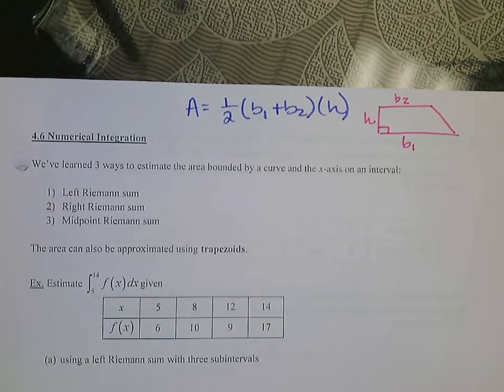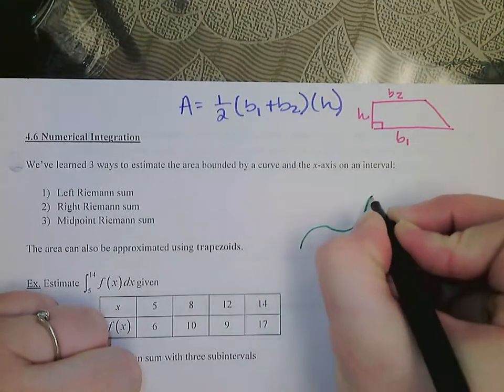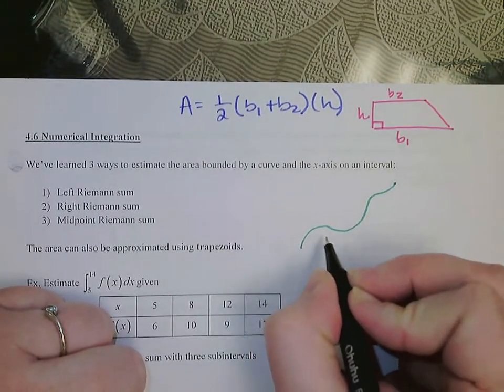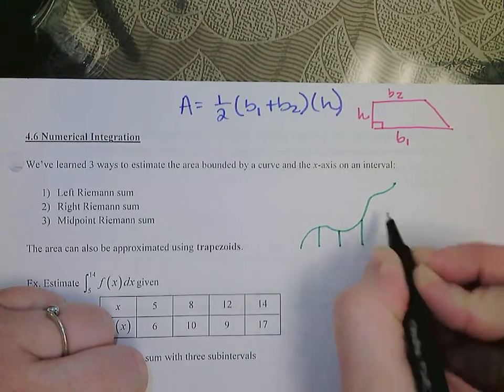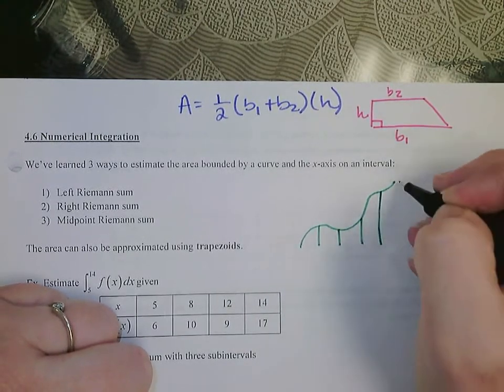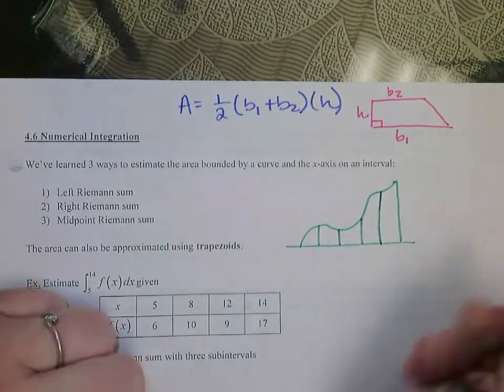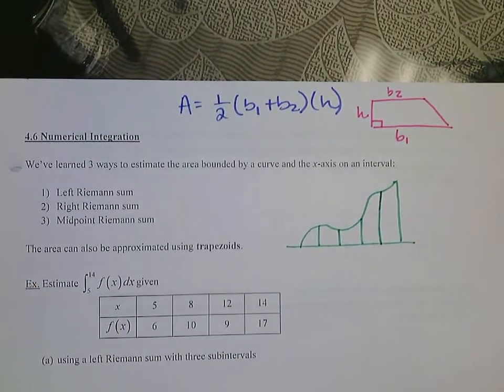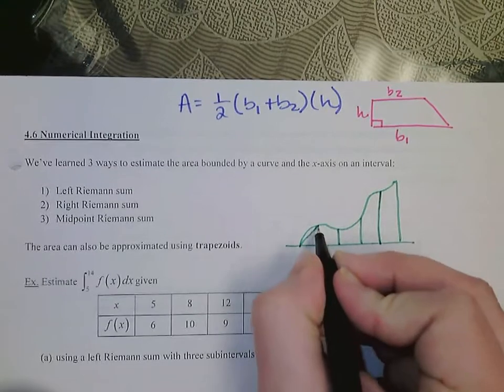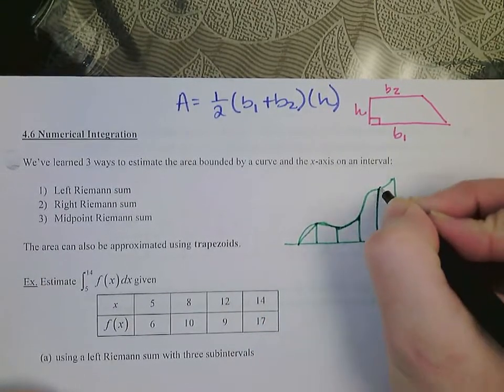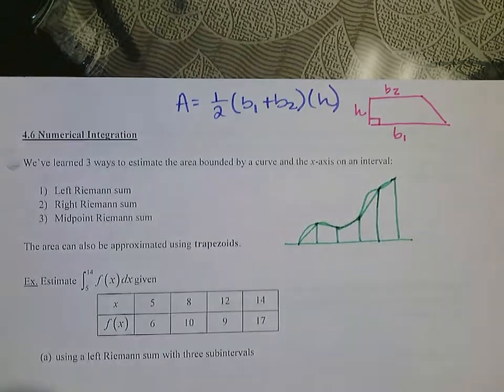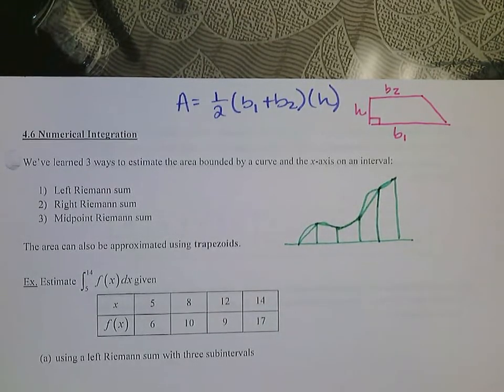And the reason that we might want to use trapezoids as opposed to a Riemann sum is because if we have some kind of curve and we partition it into different parts, we said rectangles don't always fit the curve as well as other shapes. So if we use a trapezoid instead of a rectangle, then we're starting to fit that curve a little bit better. And so we're coming up with approximations that might be a little bit more accurate.